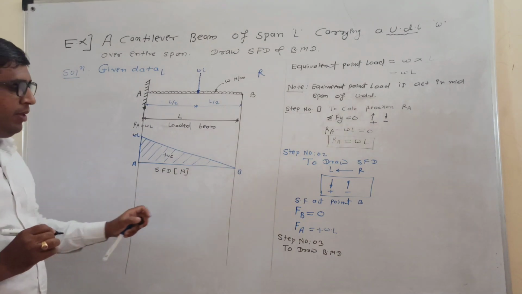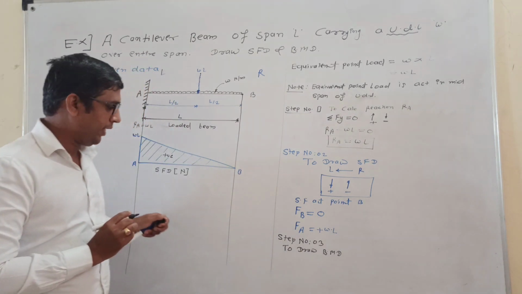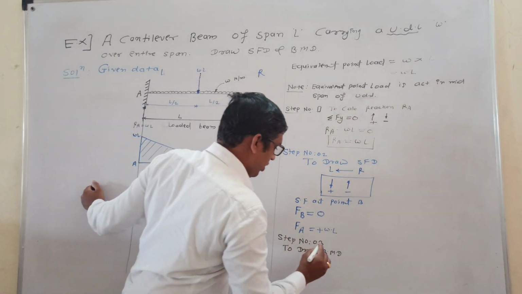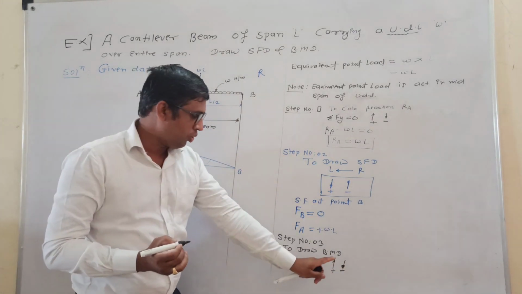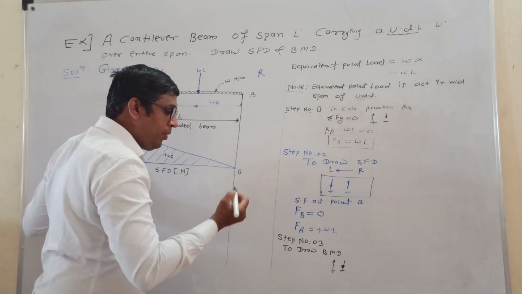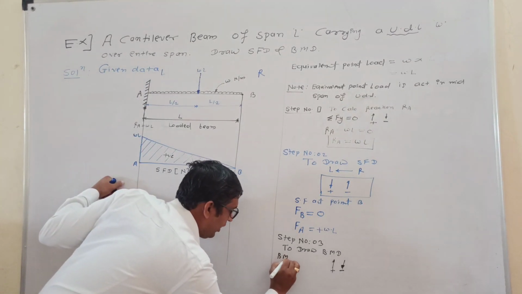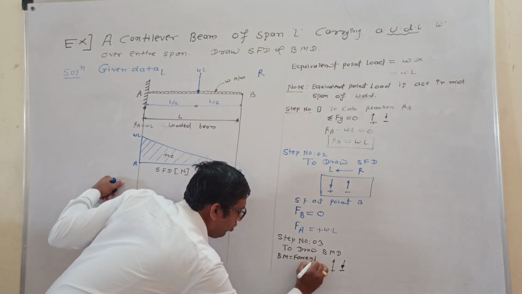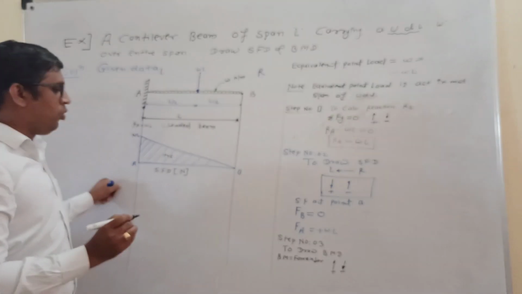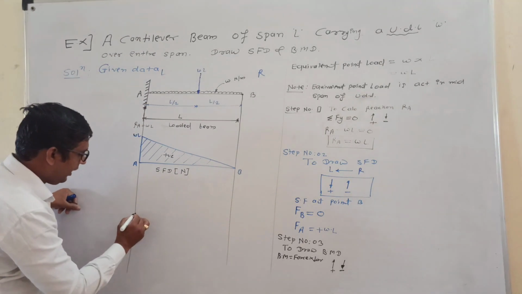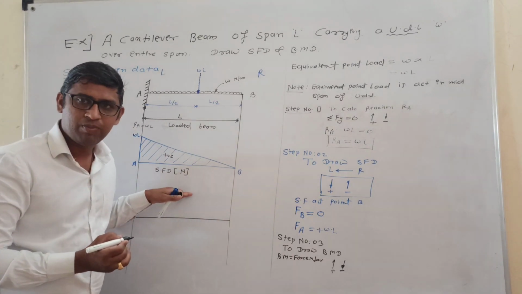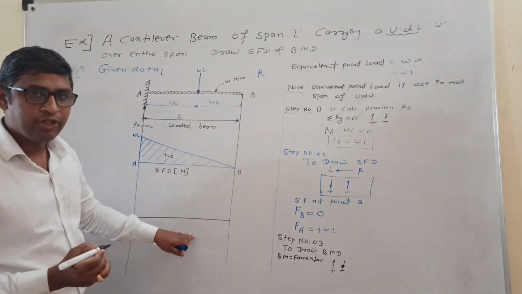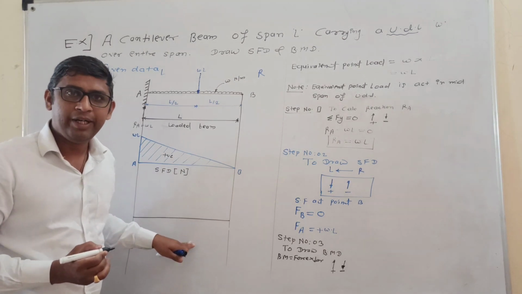BMD. BMD means, as all of you know, bending moment diagram. For that you have to use the sign convention: upward is positive, downward is negative. And bending moment means what? Bending moment means force into perpendicular distance about that point. While drawing the bending moment, first you have to draw the baseline. Above the baseline, you consider positive bending moment. Below the baseline, you consider negative bending moment.